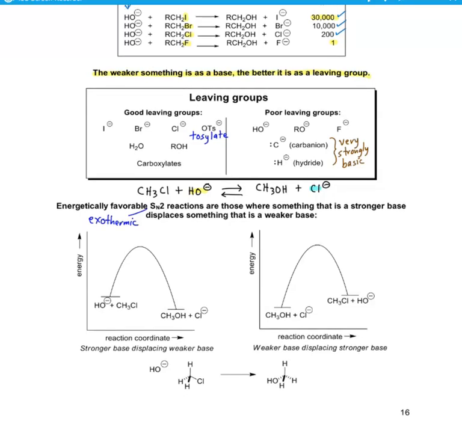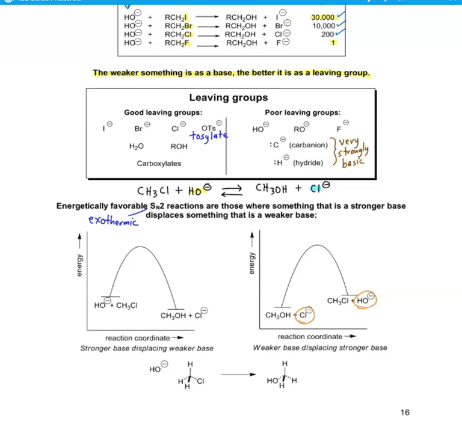So if we look at the forward direction, that would be the energy diagram shown on the left. So that represents an energetically favorable reaction. The products are lower in energy than the reactants. The reverse of that would be energetically unfavorable. That would be something where you have a weaker base, in this case the chloride ion, trying to displace a stronger base, in this case the hydroxide ion.